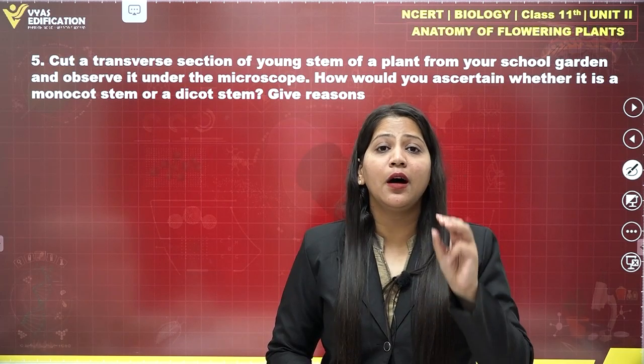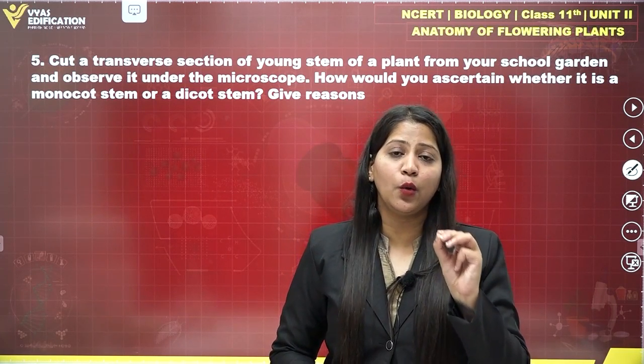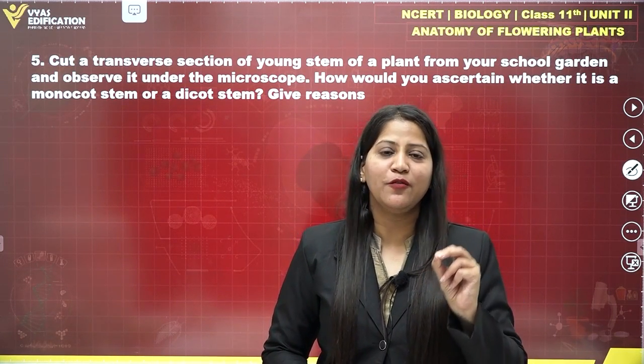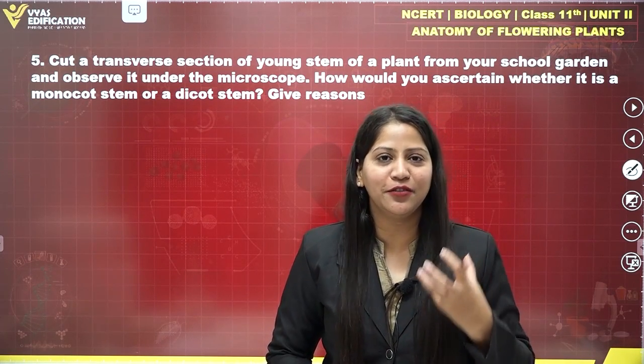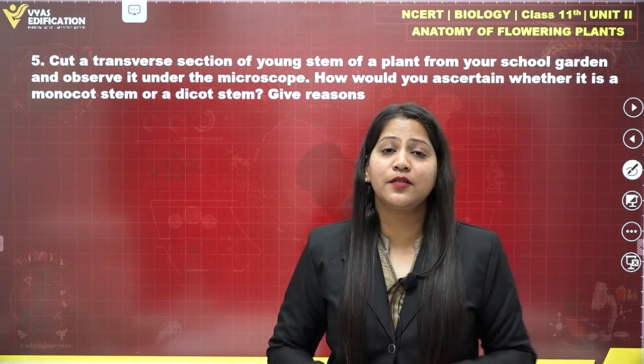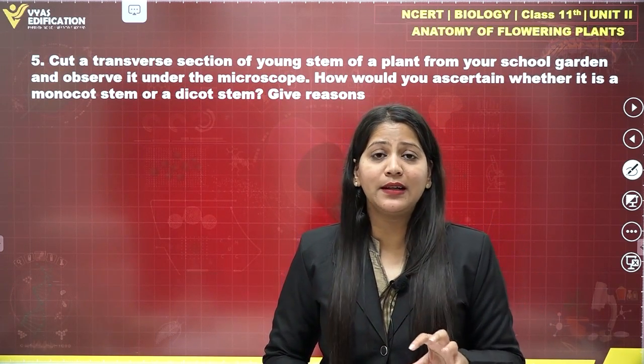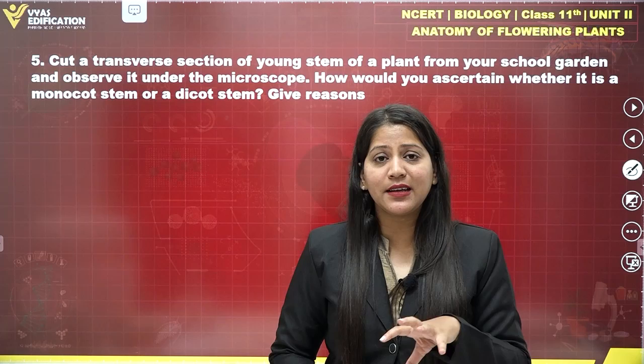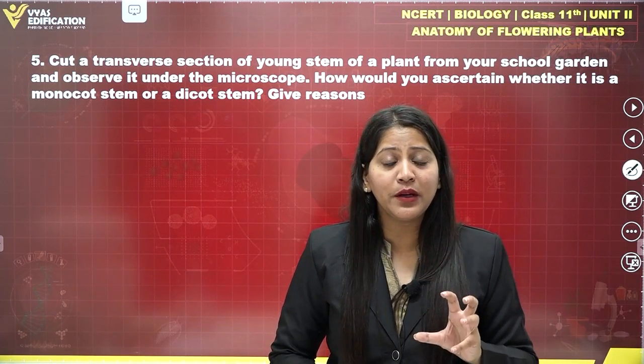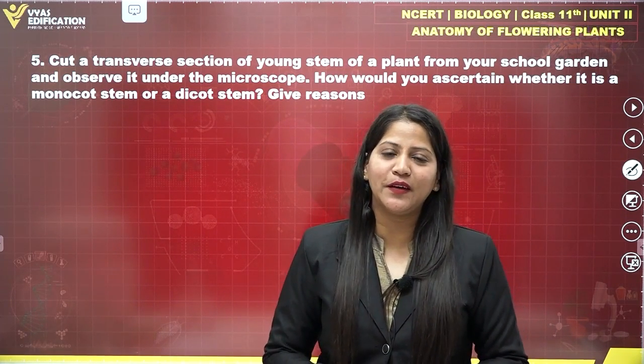Also, they have a centrally located cambium strip, which is present in between xylem and phloem, right? The second characteristic I have told about is that the vascular bundles in dicot stems are present in a ring arrangement around centrally located pith.